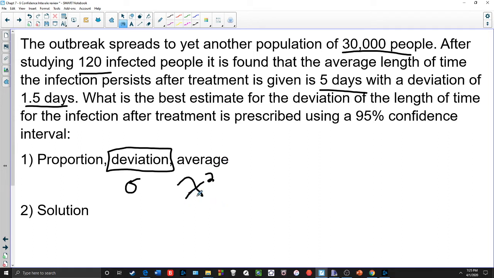This is analogous to a z or a t-score. You do not actually square this number. Right? This does not mean take a number and square it. This is just the variable itself. This entire thing is one variable. It's no different than saying y or z or b or whatever.